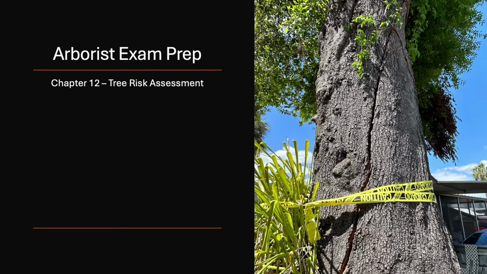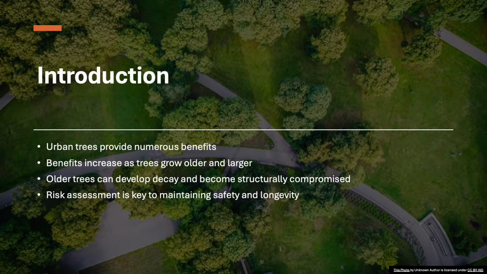Here we go, Chapter 12, Tree Risk Assessment. Let's jump right in. Trees in urban areas do more than just look nice. They provide shade, improve air quality, and enhance property values. As trees age and grow larger, their benefits increase, but so can the risks. Older trees may develop decay or shed limbs, which can pose hazards. That's where tree risk assessment comes in.